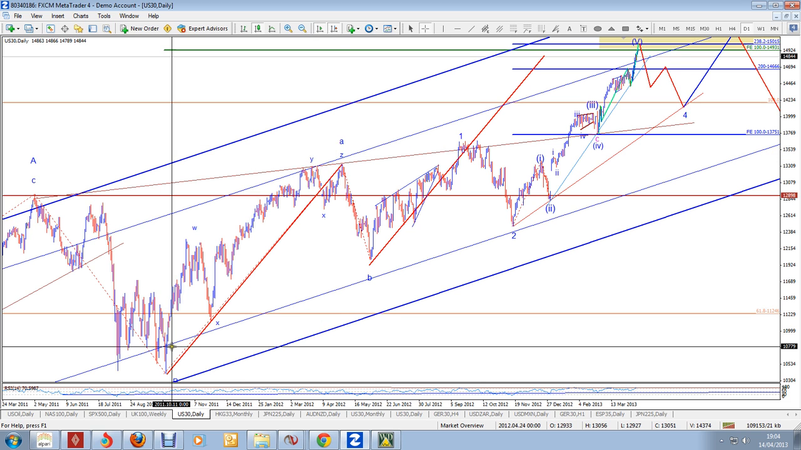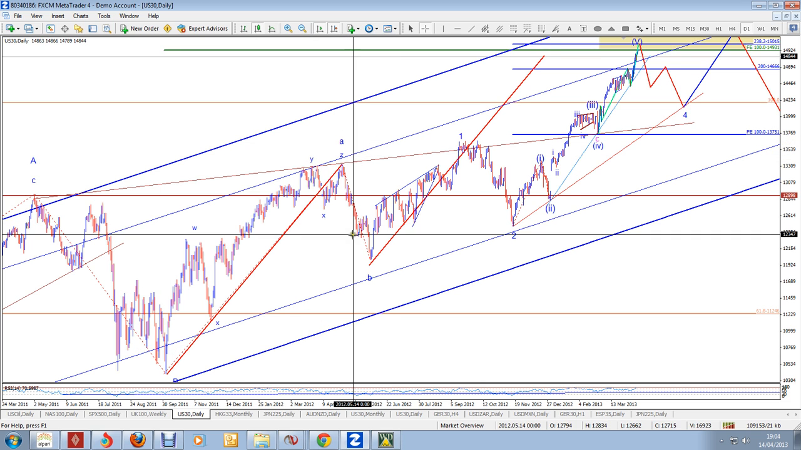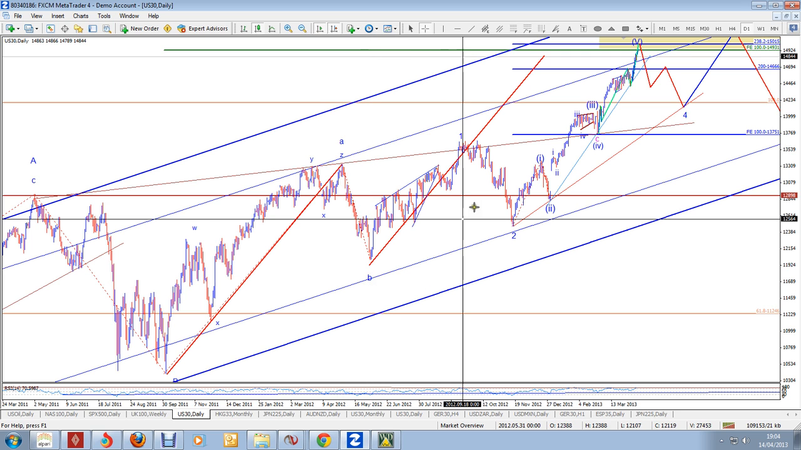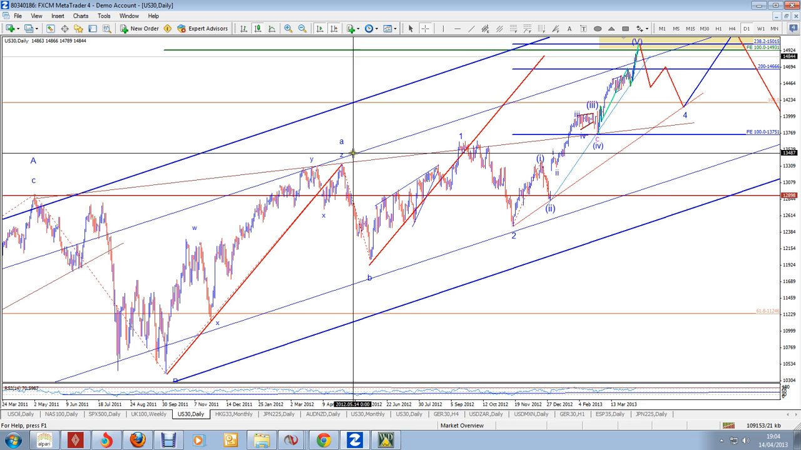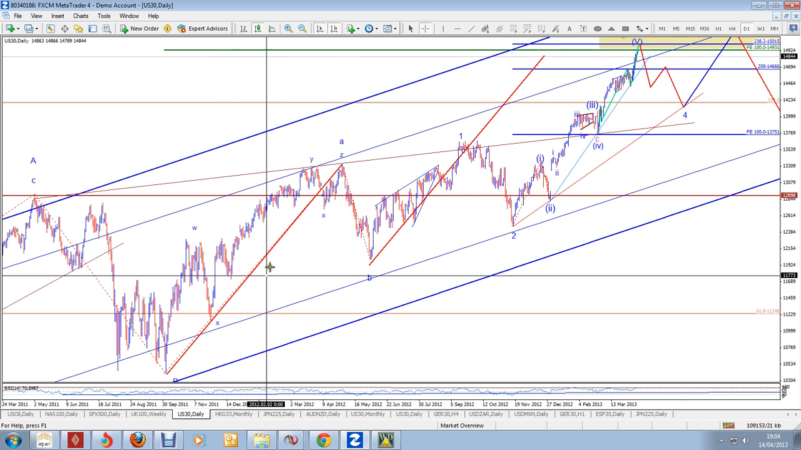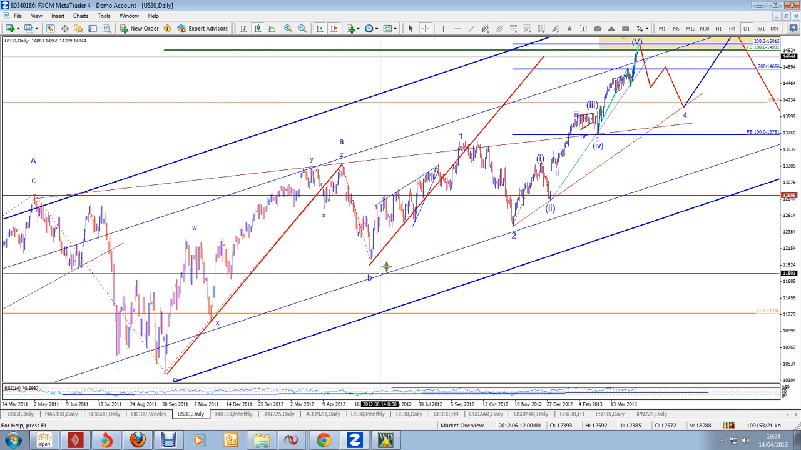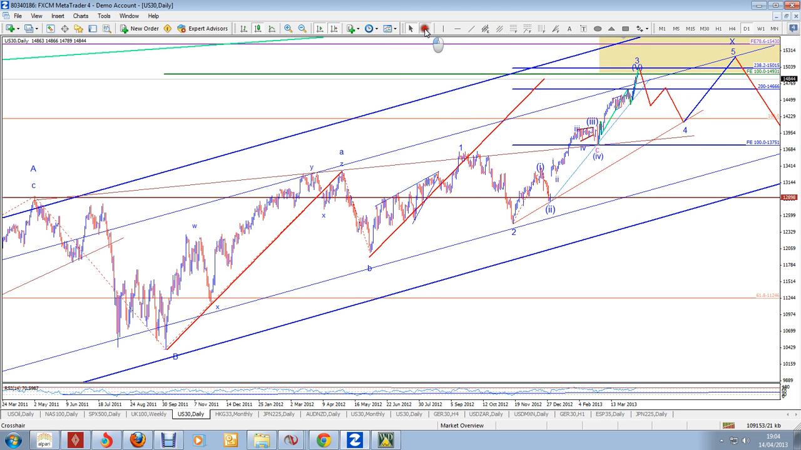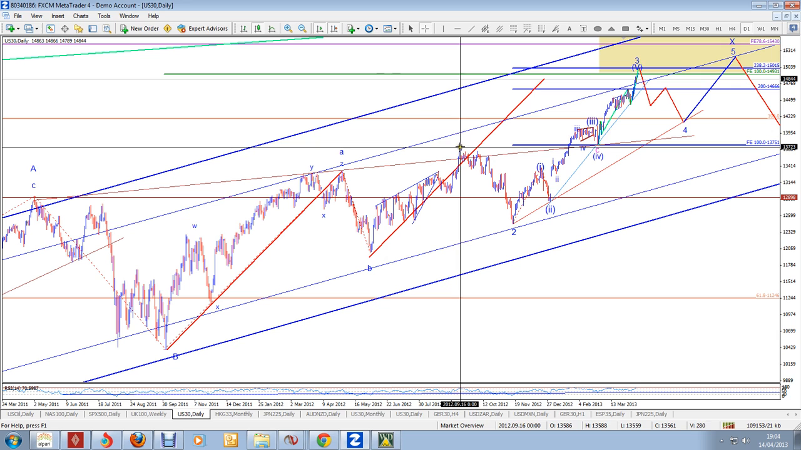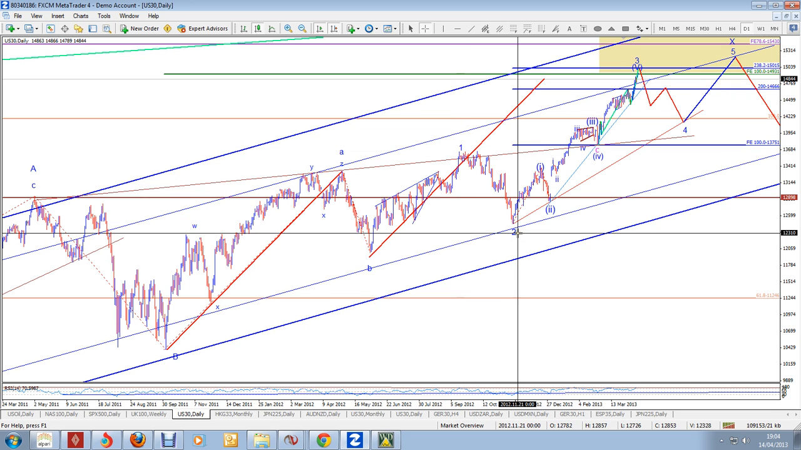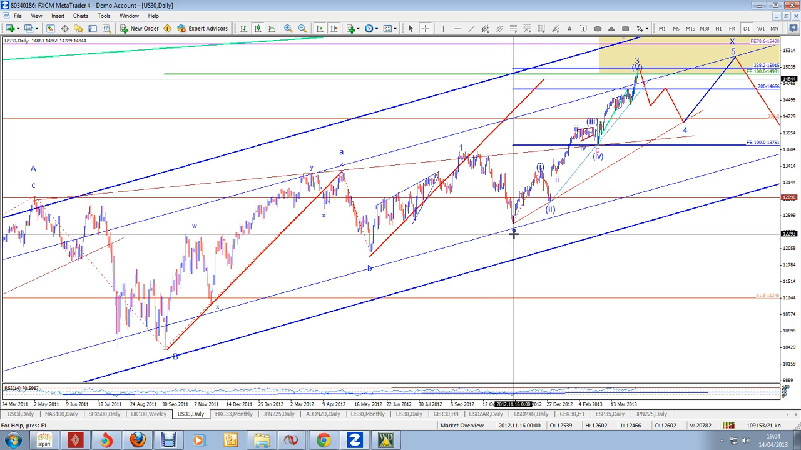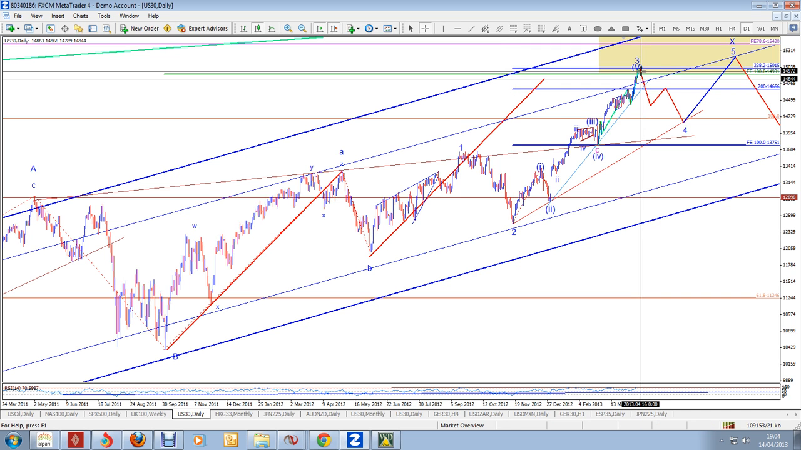So that gave us a wave A. Then we had a retracement A, B and C to give us a wave B, and now we are in a process of developing a wave C. So we've got wave A, wave B and wave C, and in that wave C you can see we have wave 1, wave 2 and currently in a wave 3. So the wave 3 has started from November 2012, and we haven't finished the wave 3 yet.